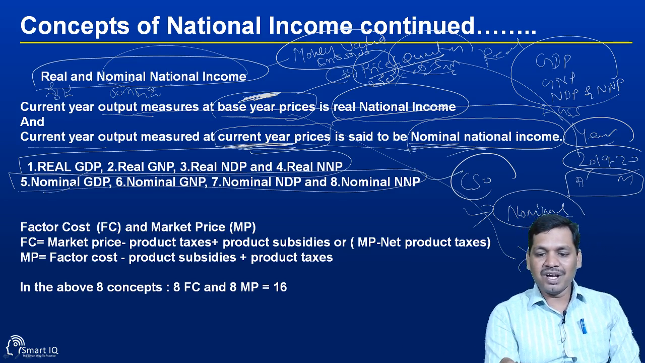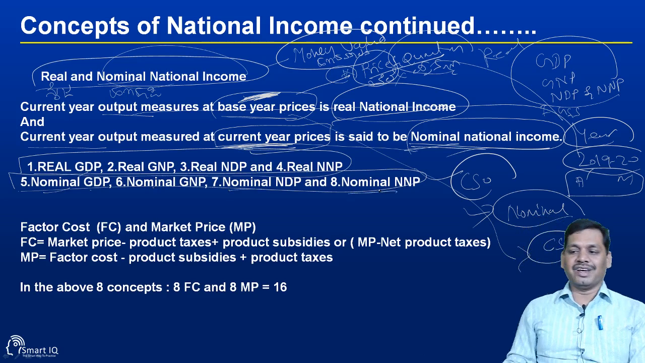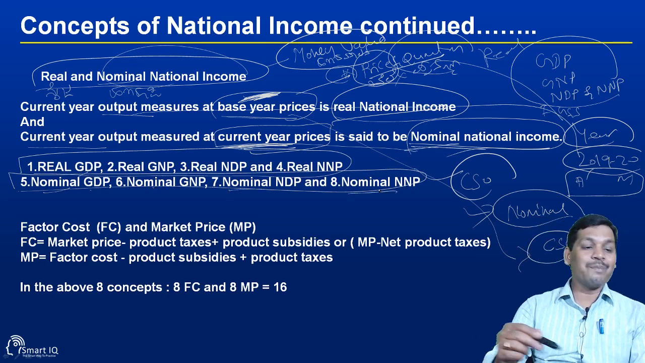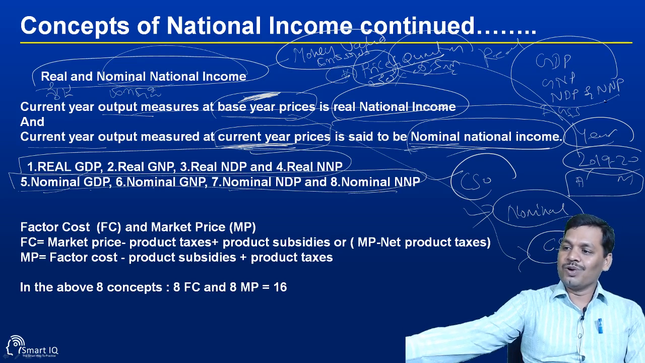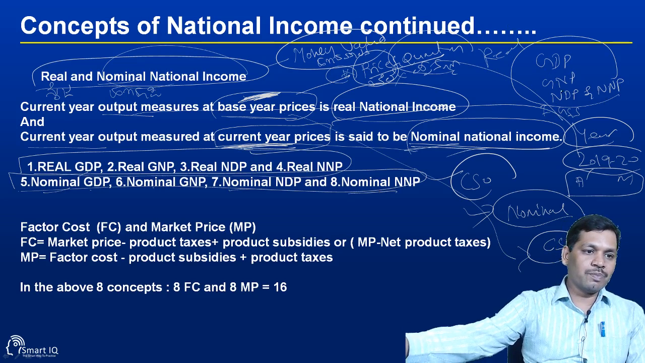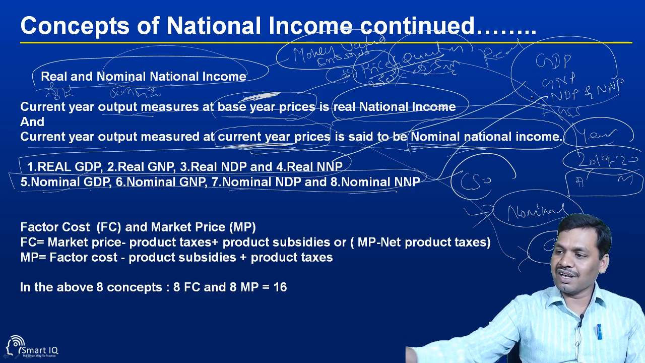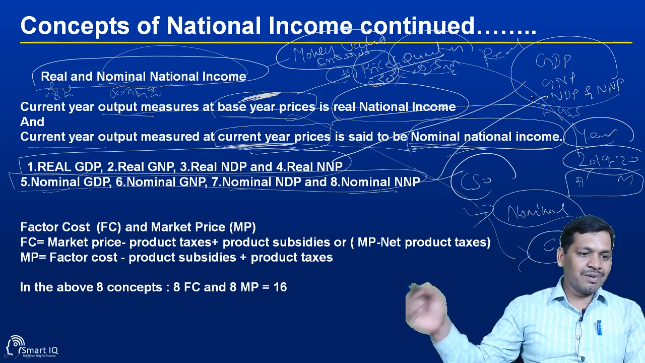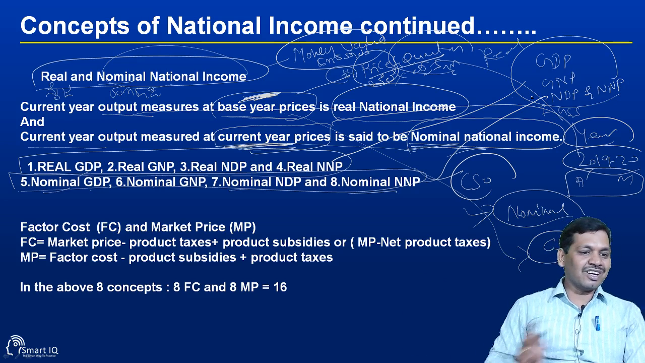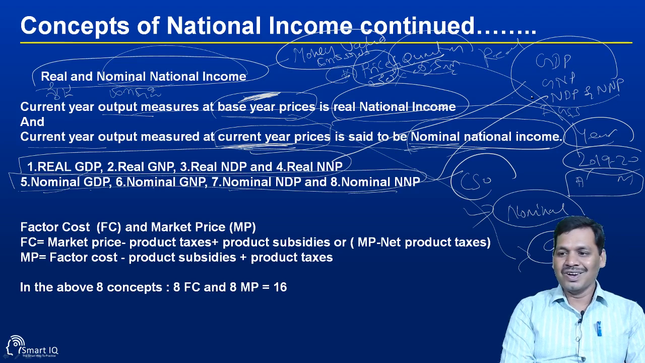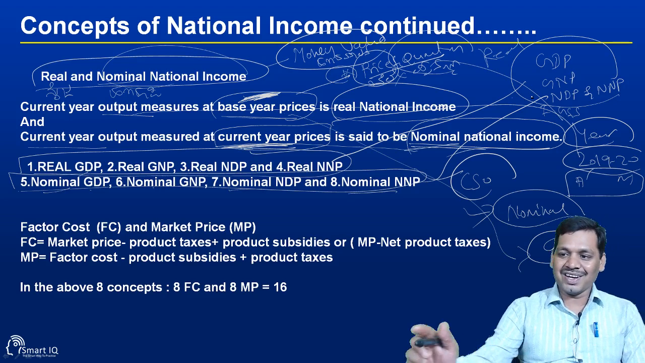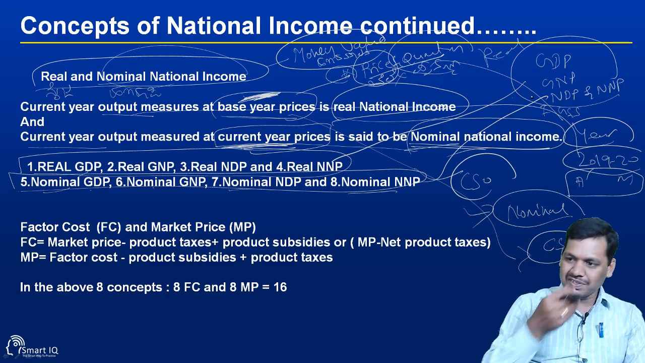So then nominal GDP, nominal GNP, nominal NDP and nominal NNP. Just by remembering the difference between real and nominal, 4 will be real GDP, GNP, NDP, NNP, the first category, and the second category, GDP, GNP, NDP, NNP in nominal terms. That too, only one small thing I am going back and telling you, so I will make you concretize your concepts of this national income.